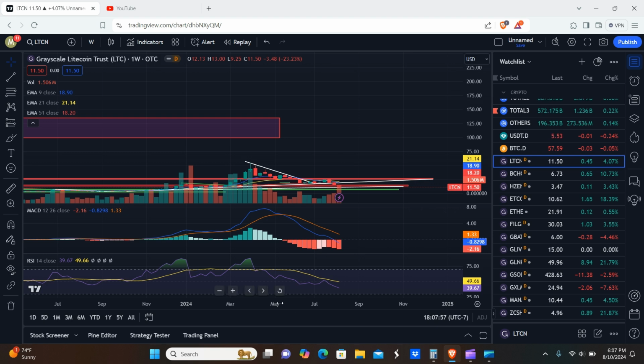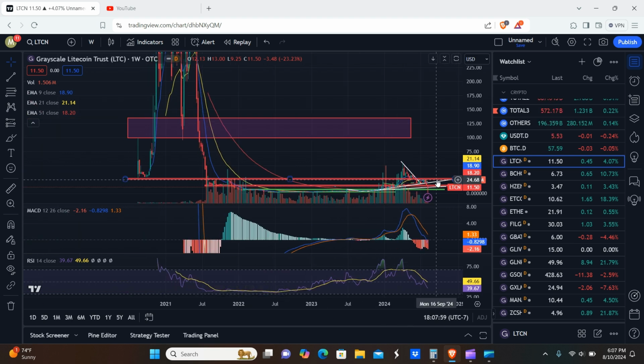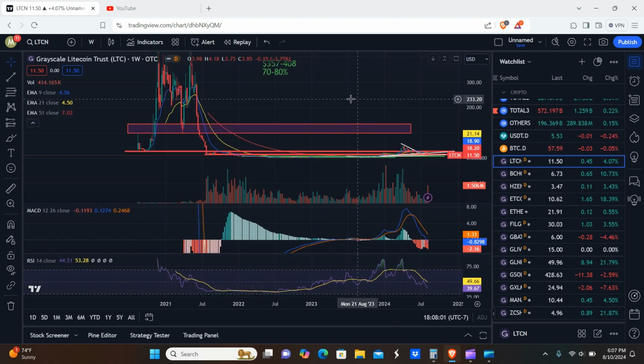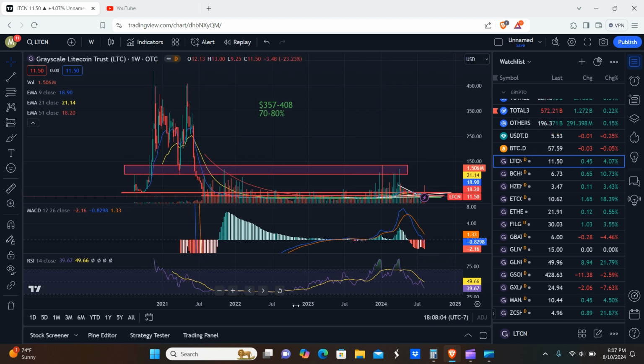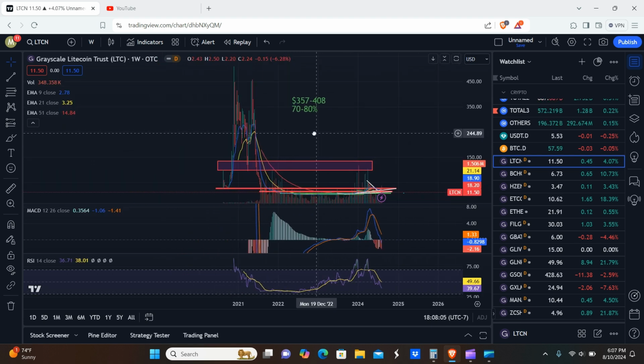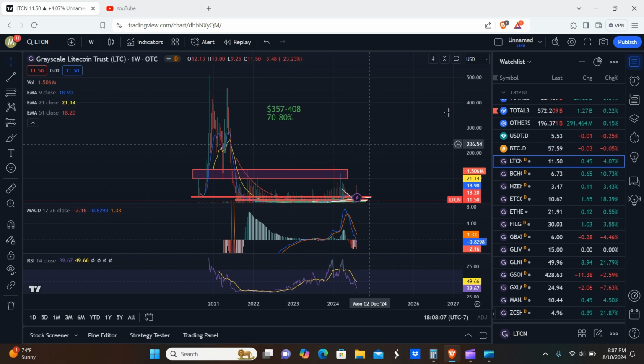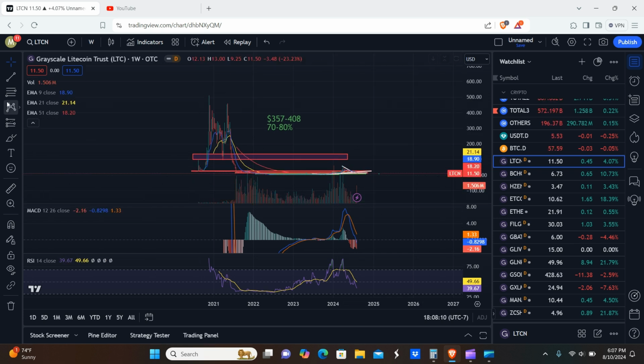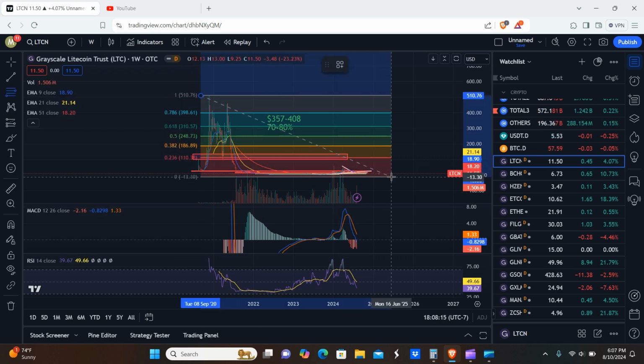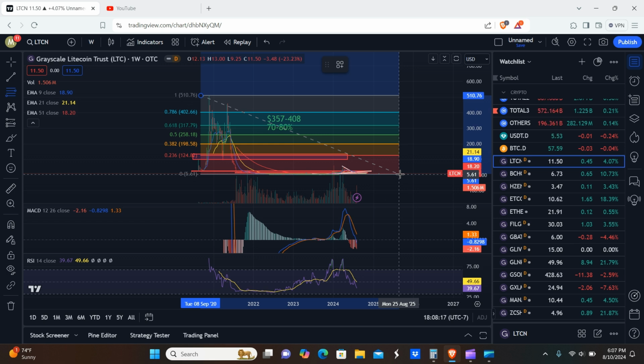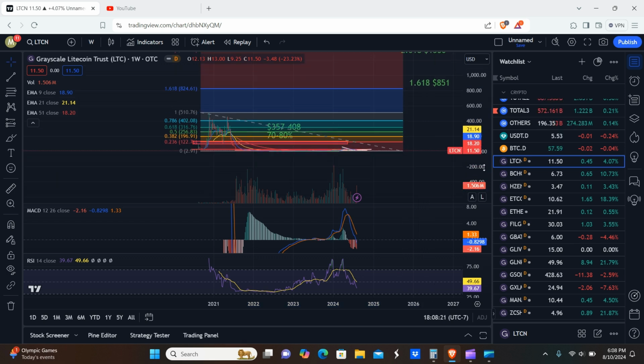However, I do want to show you guys the bigger picture here. This is just a local level retracement. This is kind of like a smaller, more immediate move. And I'm going to do this with all of these trusts just so you guys can see what the potential is here. So I got to measure this from the very top, basically 510. I believe LTCN bottomed out like $2 a share, if I'm not mistaken, somewhere there.